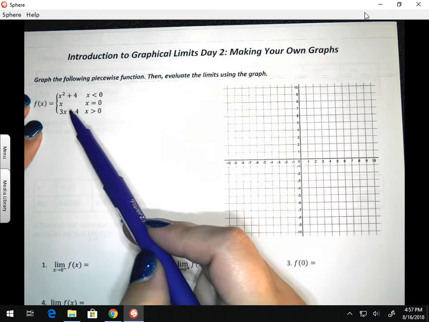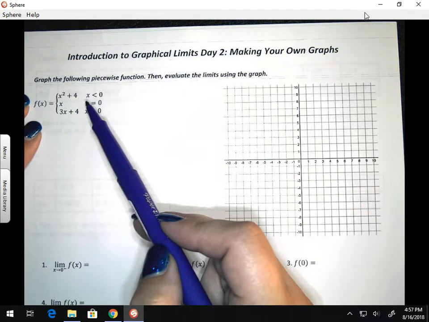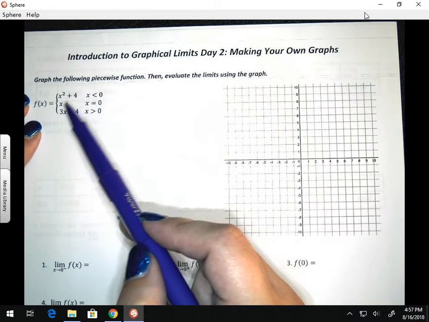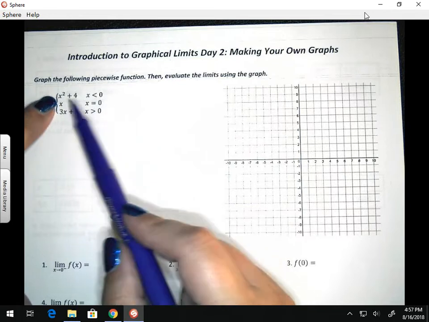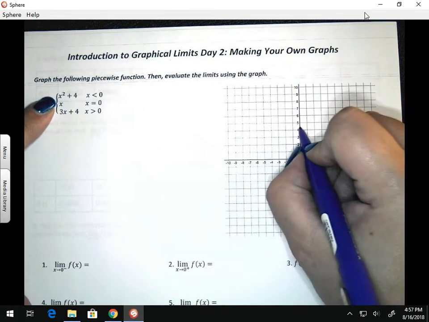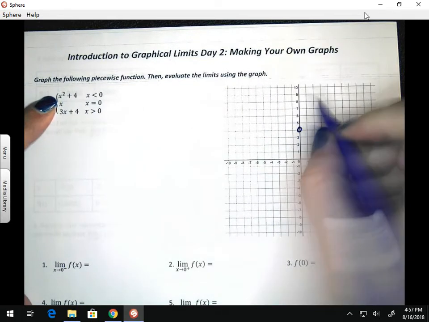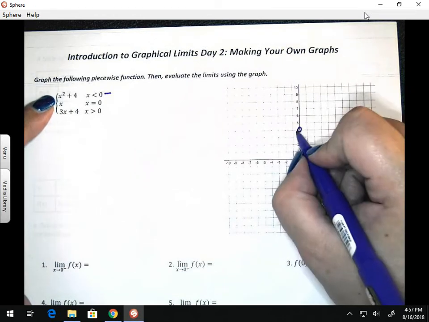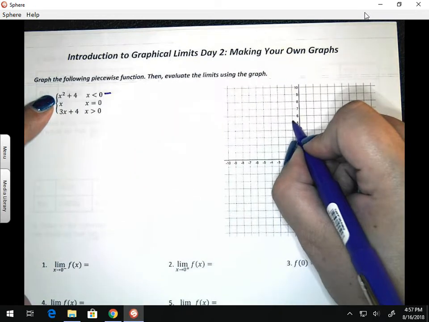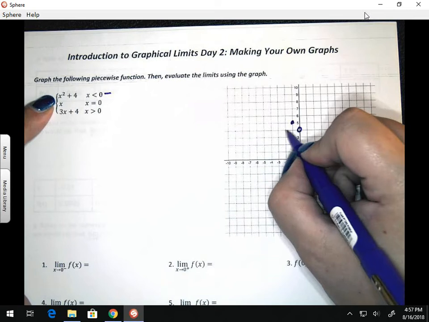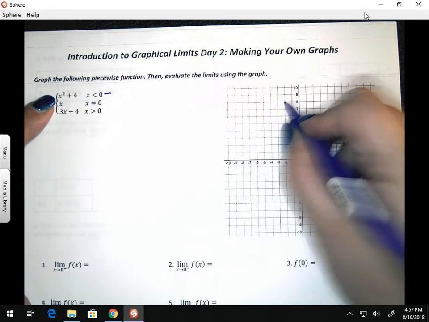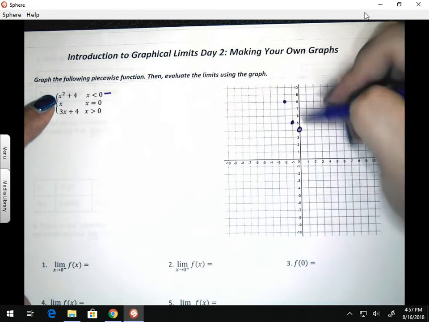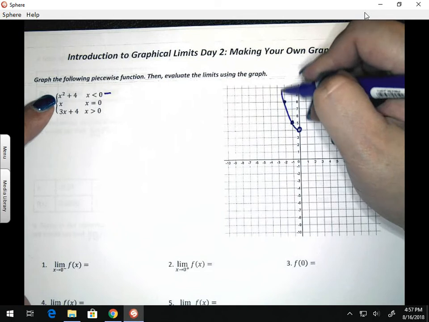So x squared plus 4 for when x is less than 0. So we know that's going to be a parabola. And if we plug in 0, we would be at 4, and that's going to be an open circle. And we know that that's where the vertex would be, so we can use our normal parabola tricks. Go over 1 and up 1, over 2 and up 4. And that's going to be a nice parabola shape for us.